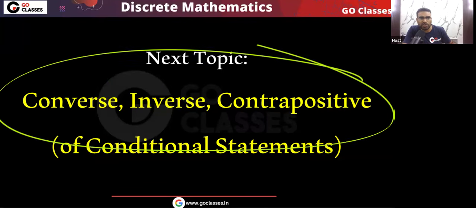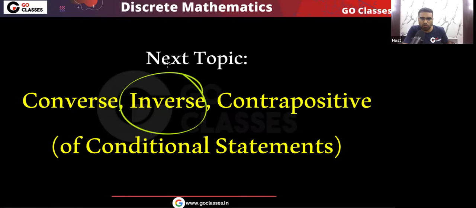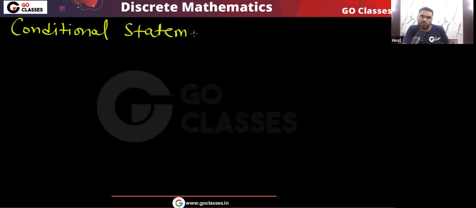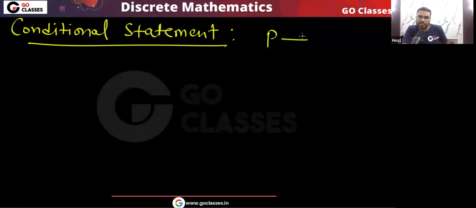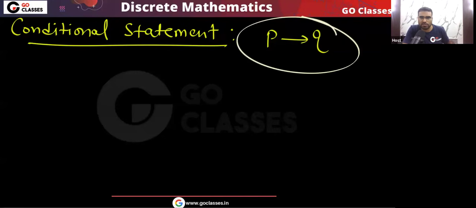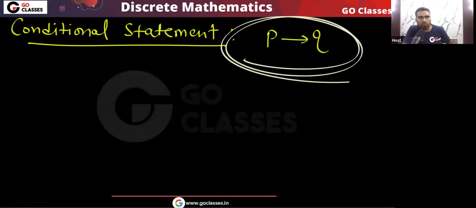Now let's see the definitions of converse, inverse, and contrapositive. The definition is very simple. Let's assume you have a conditional statement, P implies Q. Now, what will be the converse of this? I can create a new statement, and that new statement will be the converse of this.